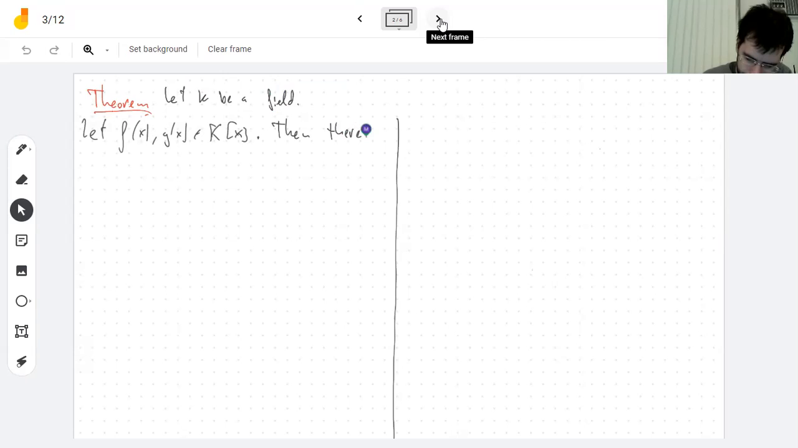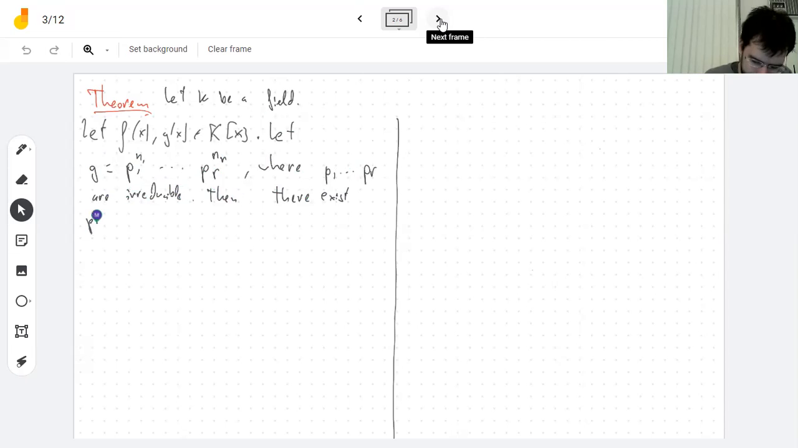Then there exists something. So, no, wait, I need to factor G. Whoa. Let G equal B1 to the N1 times BR to the NR, where B1, blah, blah, blah, BR are irreducible. Then there exist polynomials such that there exists a partial fraction decomposition, which if I write it in general, is a whole mess, right?